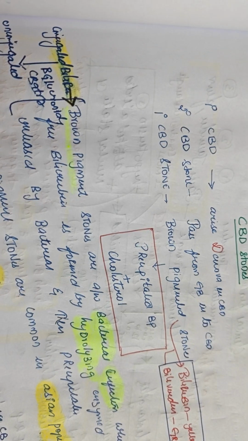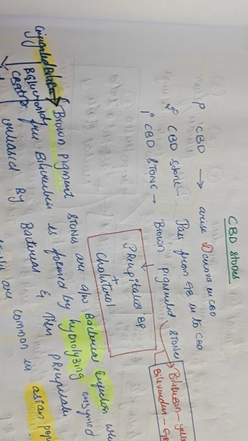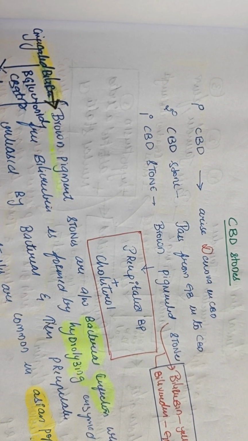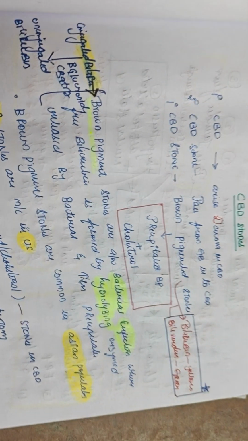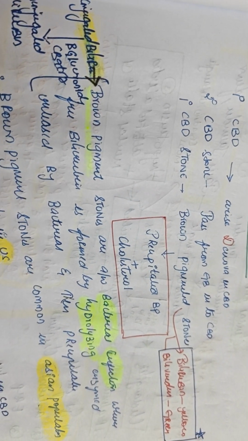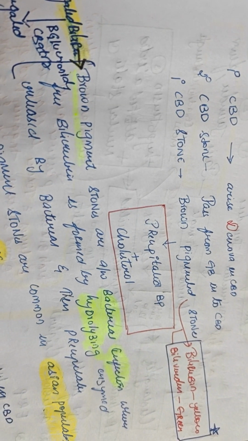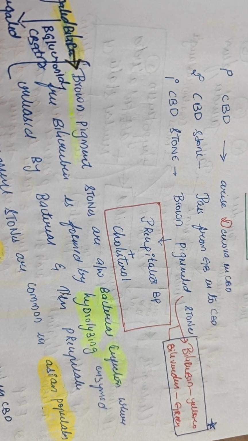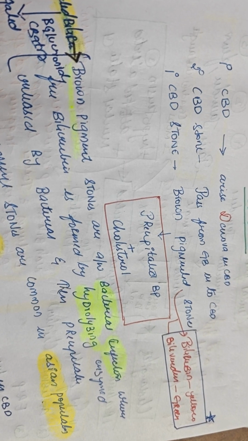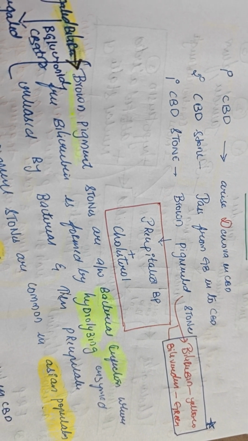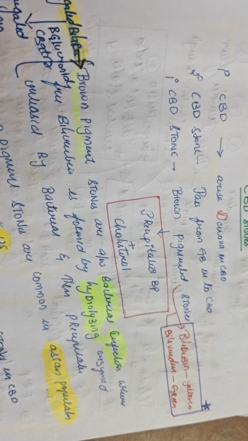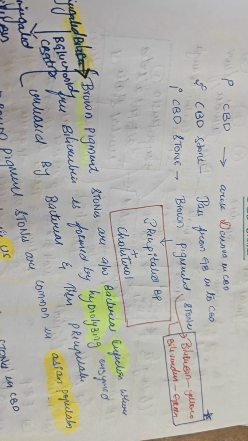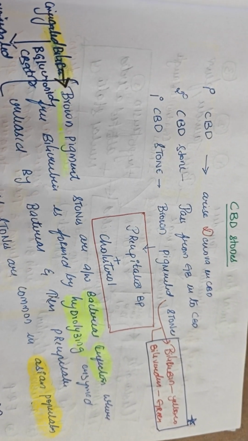So the point we need to understand here is that the primary common bile duct stone arises de novo in the CBD, and it's also written that the secondary common bile duct stone passes from the gallbladder into the CBD, and the primary stone is a brown pigmented stone. They precipitate bile pigments plus cholesterol, and the pigments are bilirubin, yellow, and biliverdin, green. So let us understand what it is trying to tell us here.